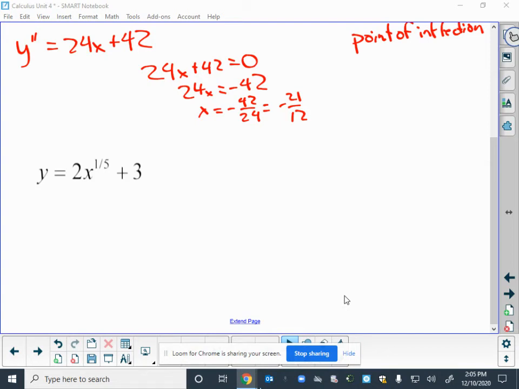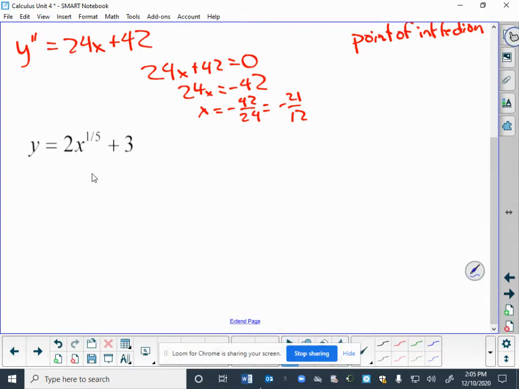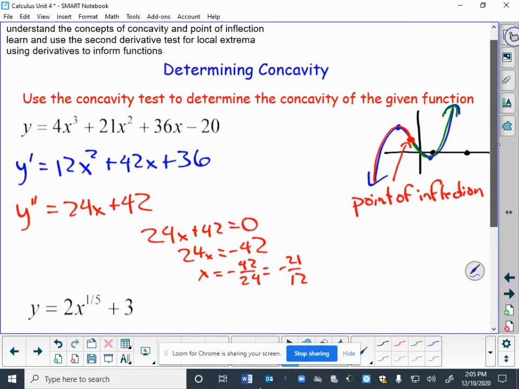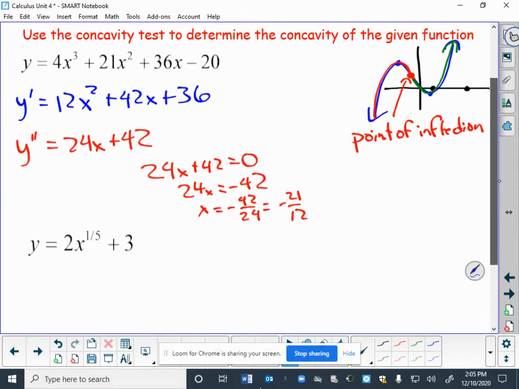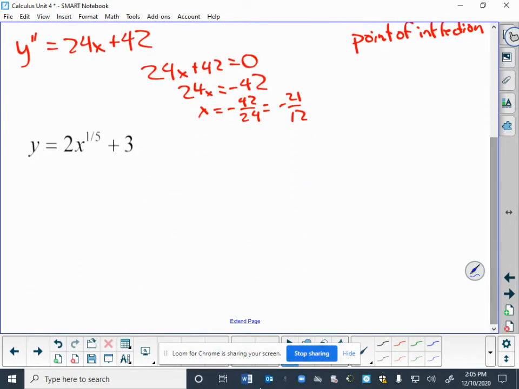All right, let's do a second example here. I had to break for office hours there, so we'll pick up where we left off. We were talking about concavity here, so we're going to, according to the instructions at the top of this page, use the concavity test to determine the concavity of this function.